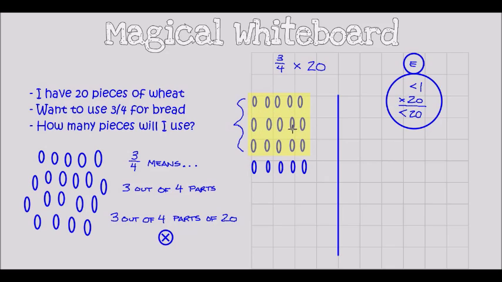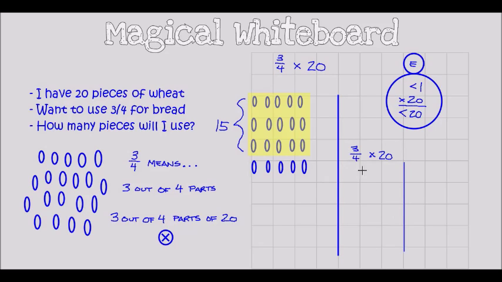So how many pieces of wheat are in these 3 rows? Well, it's 5, 10, 15. So I have 15 pieces of wheat in these 3 rows. So 3/4 times 20 is 15. Now let's try the standard algorithm.